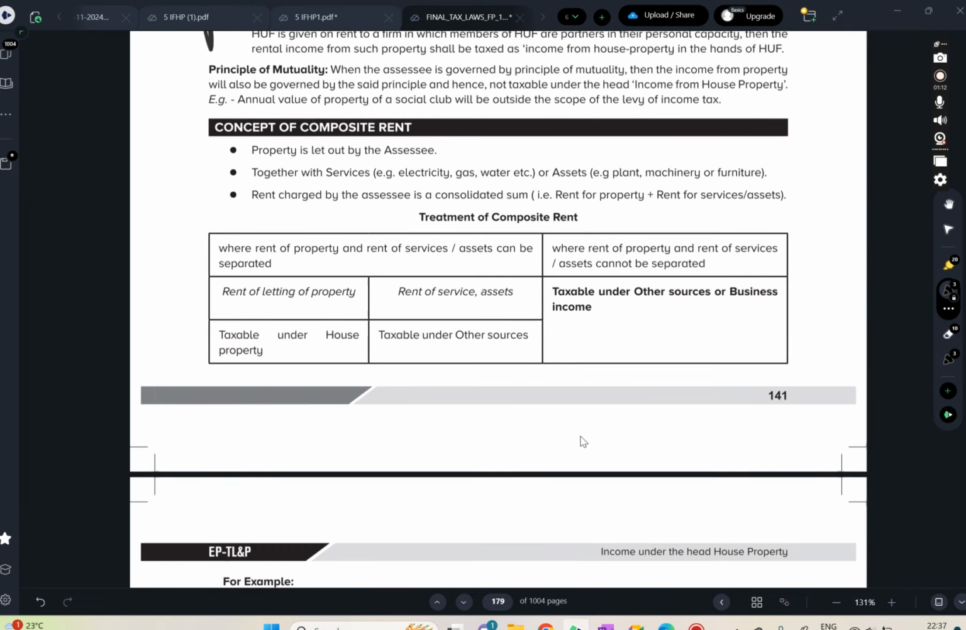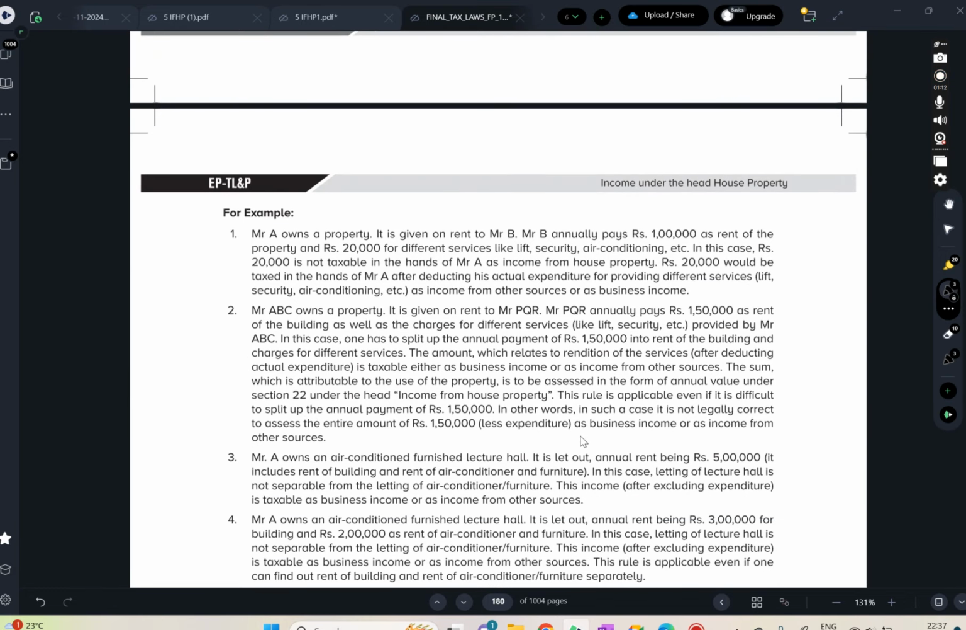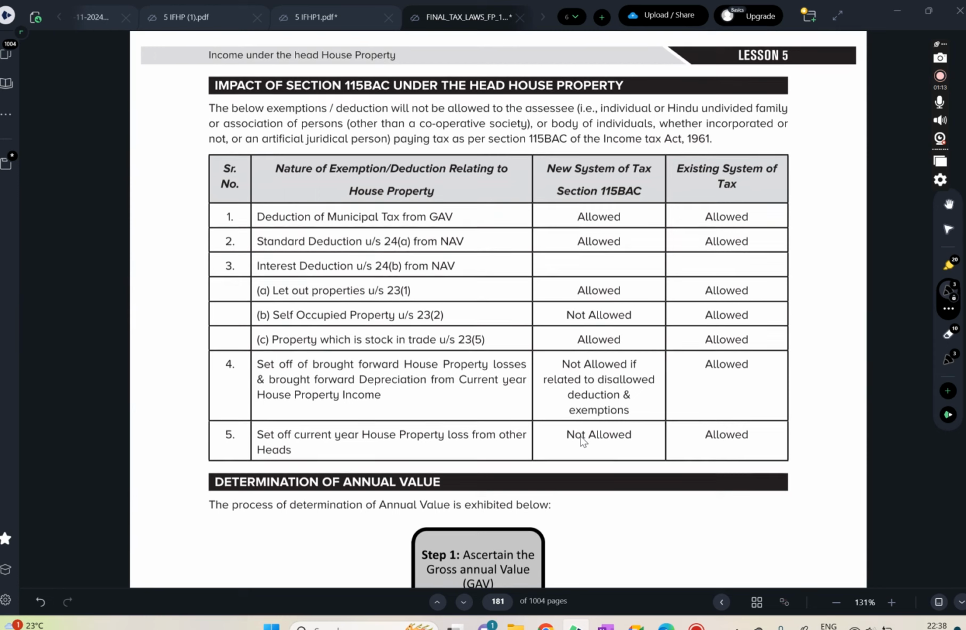Same thing we discussed. Now composite rent we are still discussing. This is not that big a deal. They have given 3 or 4 examples. That is very easy. Composite rent is very easy.